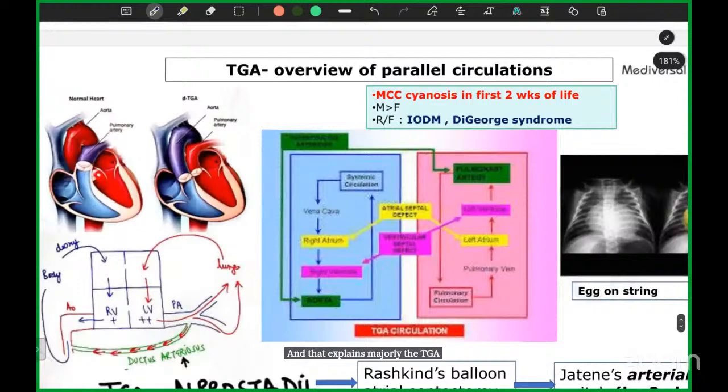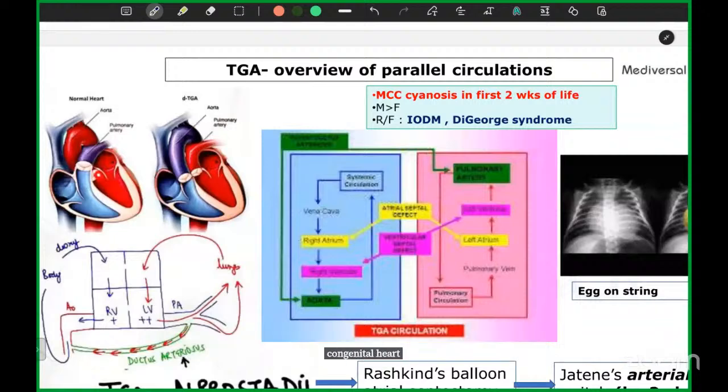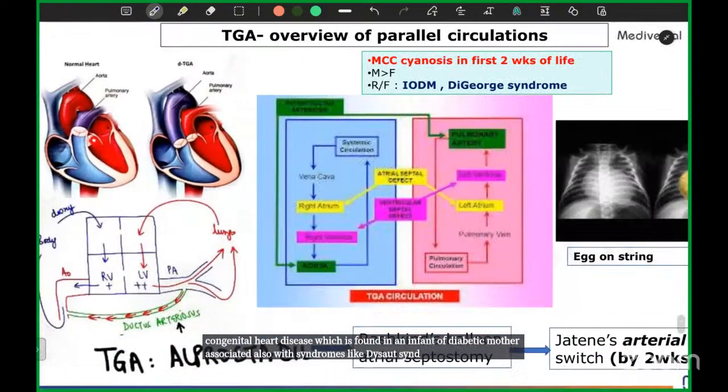As I said, it is the most common cause of cyanosis in the first 2 weeks of life. And again, it is the most specific congenital heart disease found in an infant of a diabetic mother, associated also with syndromes like DiGeorge syndrome, which is CATCH-22.